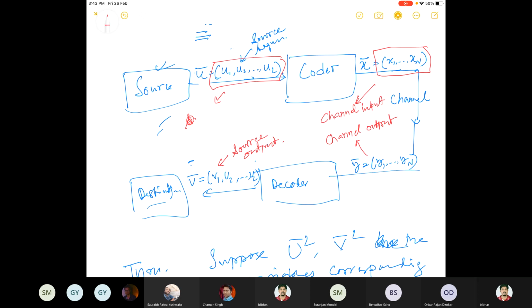So we have four random variables here. We have U bar L, then X bar N, then Y bar N, and then V bar L. These four random variables are jointly distributed. Each of these is a sequence of copies of U bar, a sequence of copies of X, a sequence of copies of Y, and a sequence of copies of V. Now the question will be, which random variable depends on which one? Here I have to make a statement about which are independent and which are dependent.